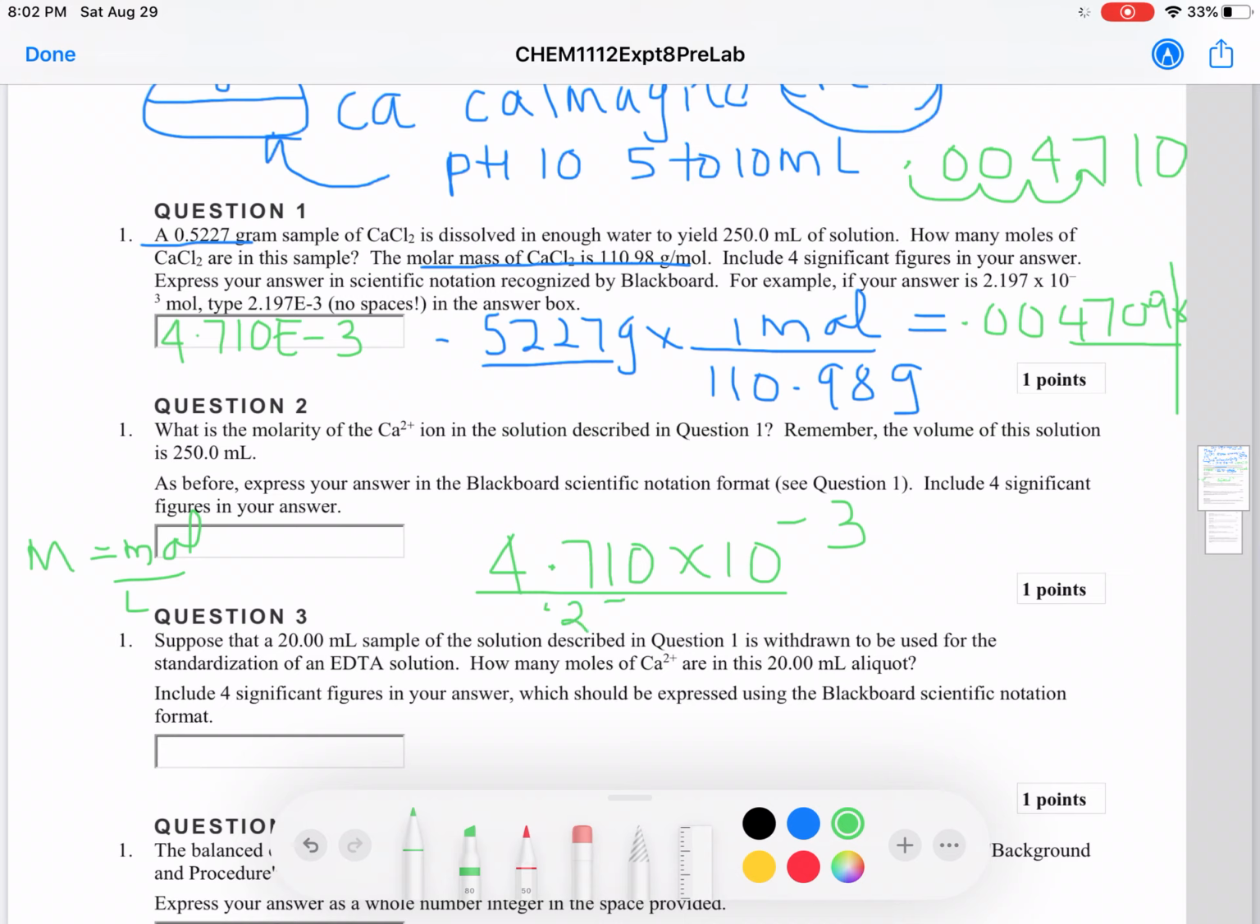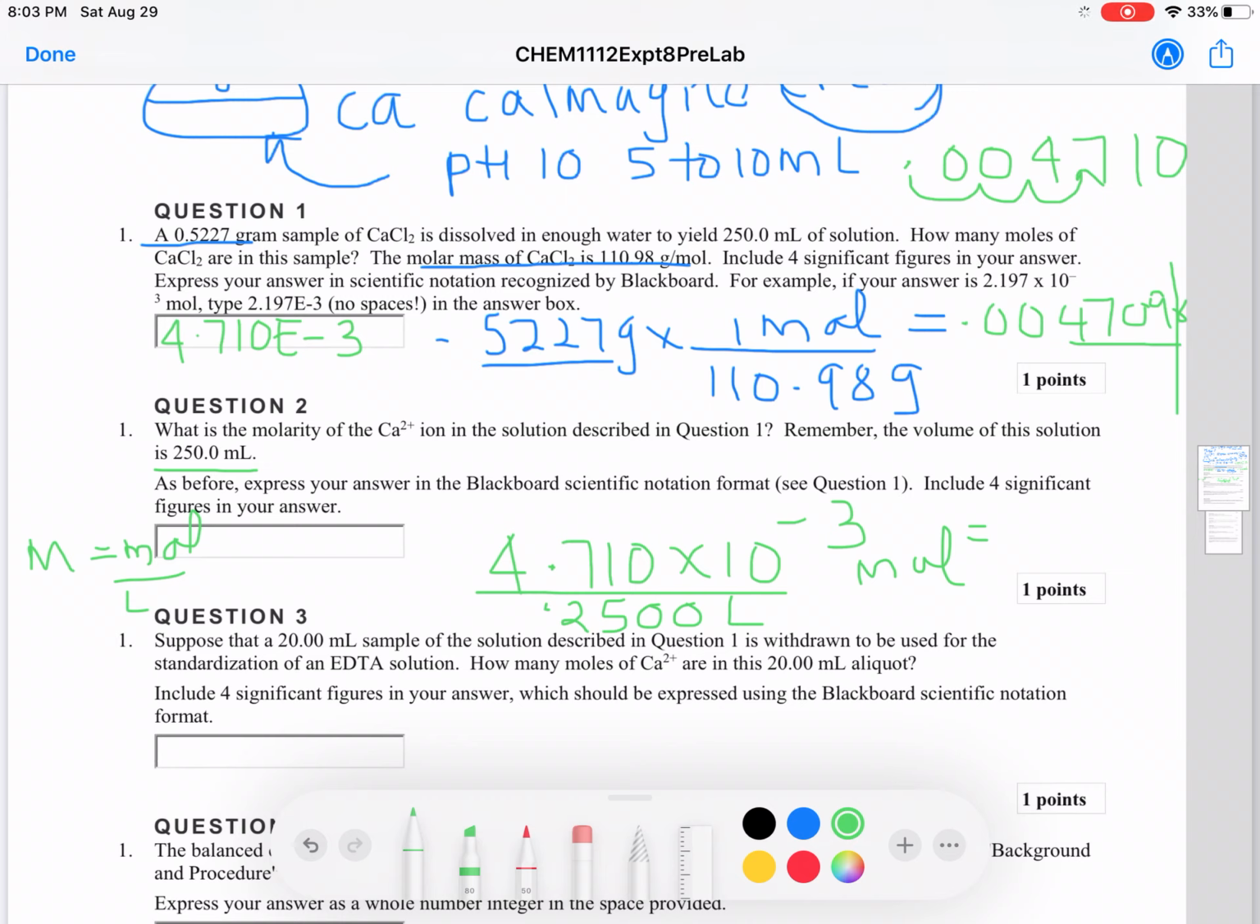That would be 0.2500 liters. You see, there are 4 significant figures here. The zeros after the decimal point are considered significant. So when you divide by 1000, you have to write it as 0.2500, representing 4 significant figures. Okay, so 4.710 times 10 to the negative 3 moles, you divide by liters, and that's going to give you the molarity. Can you do that calculation and tell me what you got? Don't be lazy, take your calculator please.